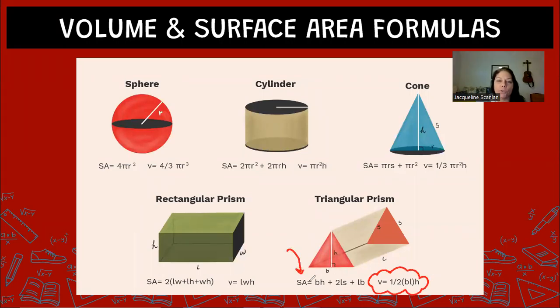SA stands for surface area. Remember, surface area is like if I had this shape as a gift and I wanted to wrap it with wrapping paper, how much wrapping paper would I need? That's surface area. Volume would be if I wanted to take this shape and fill it up with water, how much water would I need? That's volume, right? So this particular slide shows you not only the formulas for the surface area, but also the formulas for the volume. Make sure you're using the right one.